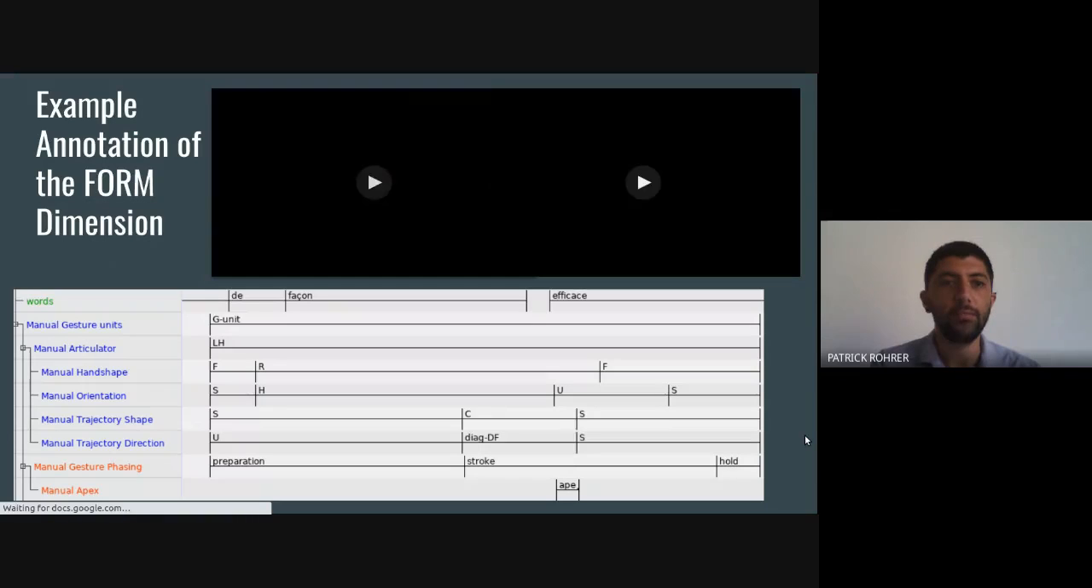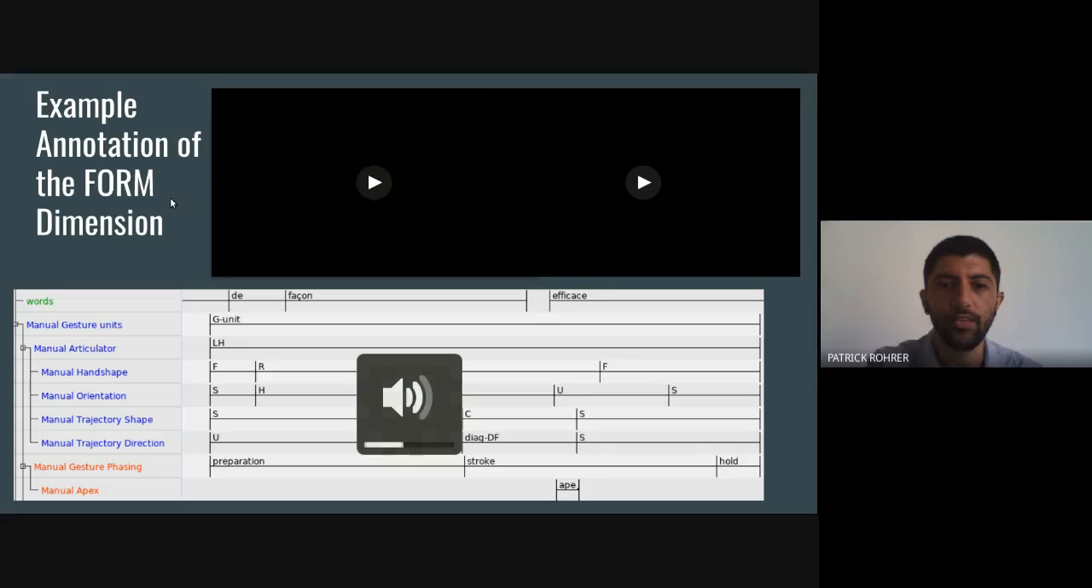So I'm going to give you an example of annotation of the form dimension. I'm going to play it one time really quick. Turn the volume up and play one.